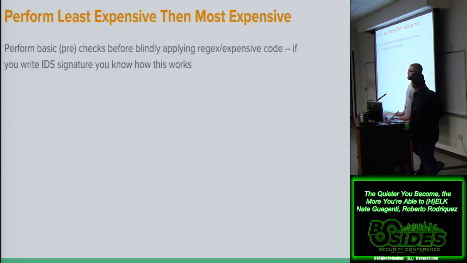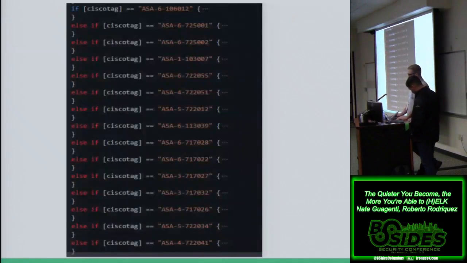So, perform the least expensive check first. If anybody's written IDS signatures, like for Suricata or Snort, before you perform some crazy regex, you want to check, for example for HTTP, whether it is HTTP and whether the request method is GET or something else, and then perform that. It works the same way in Logstash.